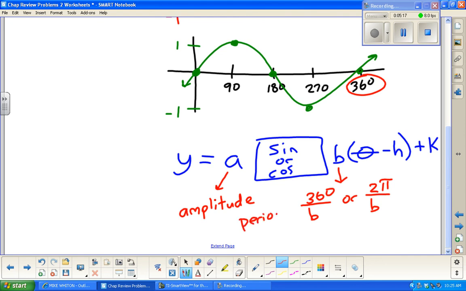Okay, so we'll do that. And then the possible shifts. You might have a horizontal or a phase shift inside the parentheses there, where you just take the points and slide them left or right. And then finally, the last thing they can do to you is a vertical shift. Take all the points, slide them up or down. Okay, so let's do a couple examples on the half sheets and put this all together.